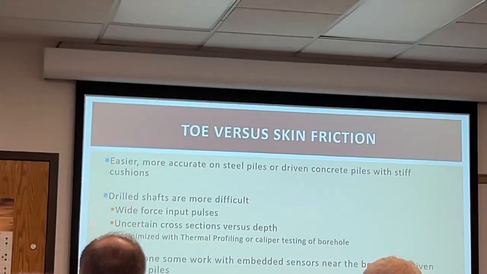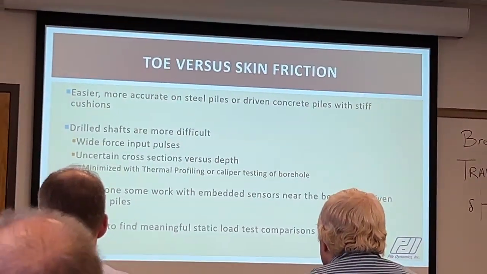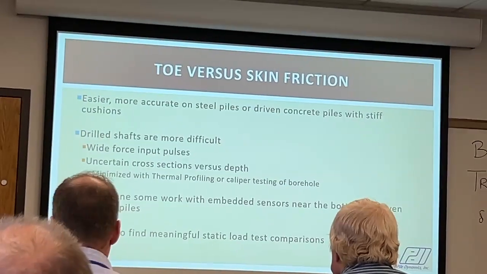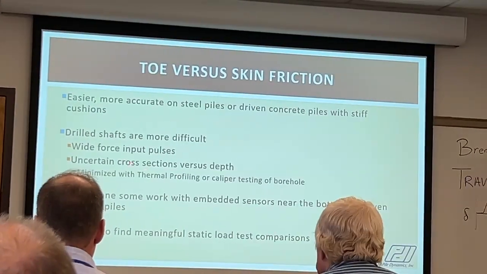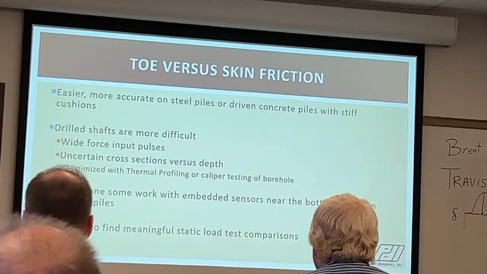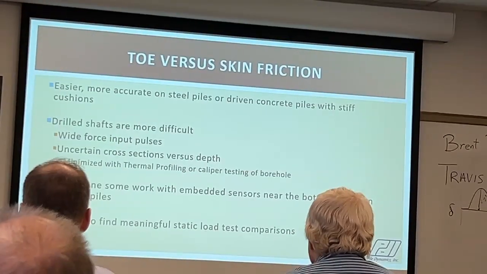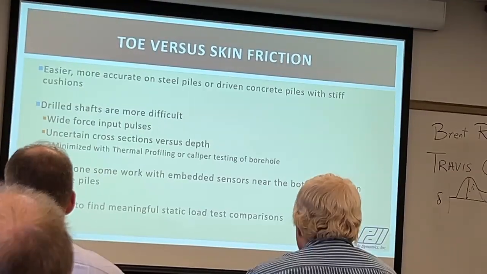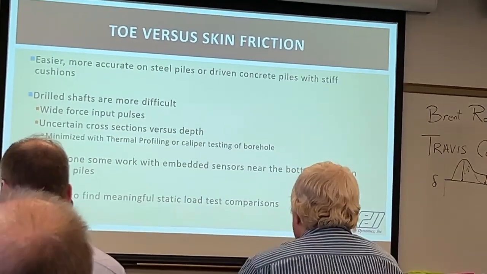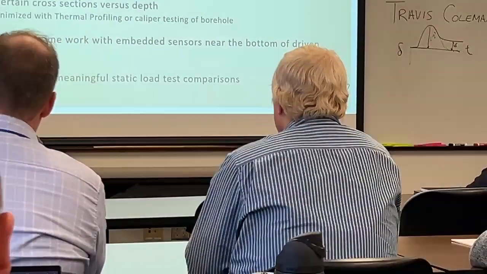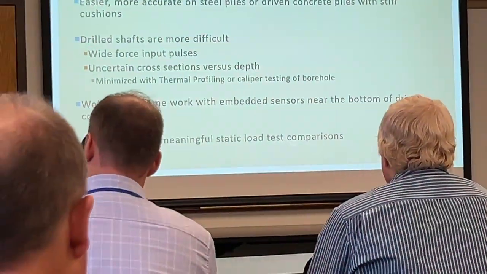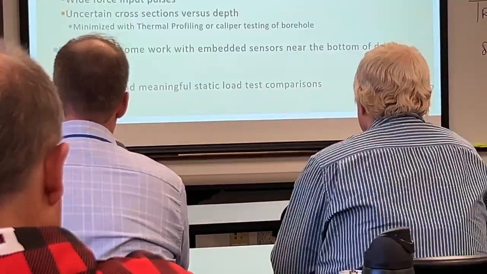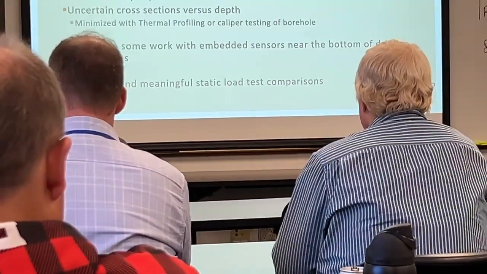Drilled shafts are a lot more difficult. In other words, they have wide input force pulses, and they have uncertain cross sections versus depth. So you may have places where cave-ins have occurred, you may have places where the concrete head is pushed out into softer soils. And anytime you have a bulge, it looks like additional resistance in the wave up. Anytime you have a reduction, it looks like a drop off in resistance in our wave up.